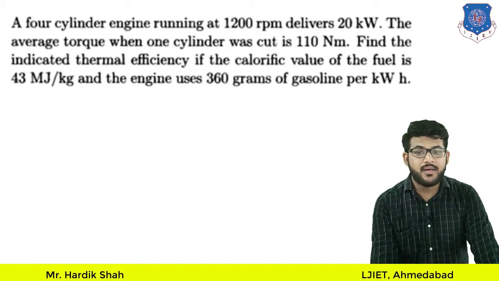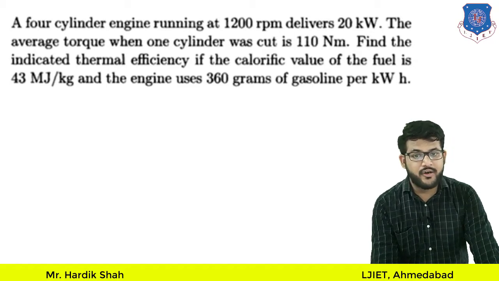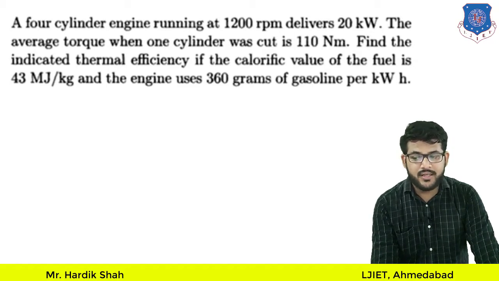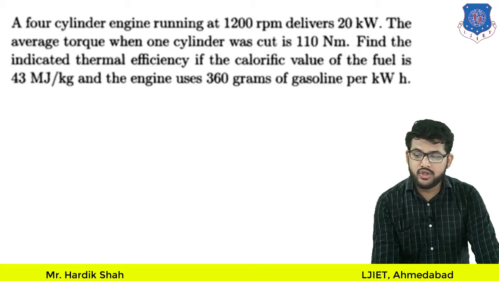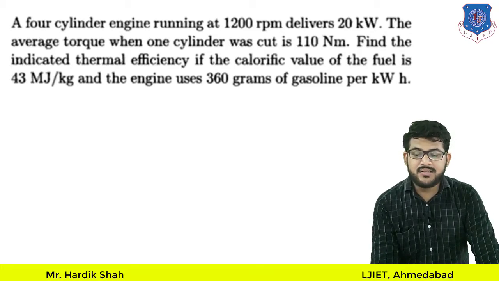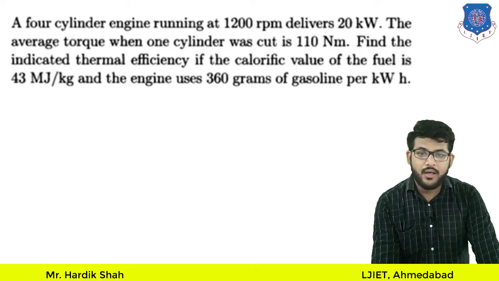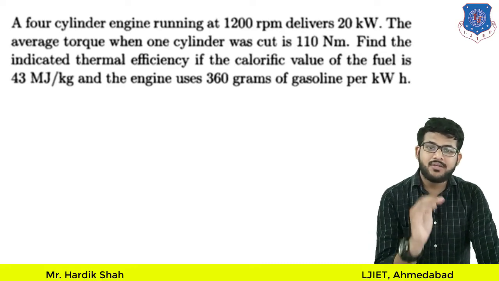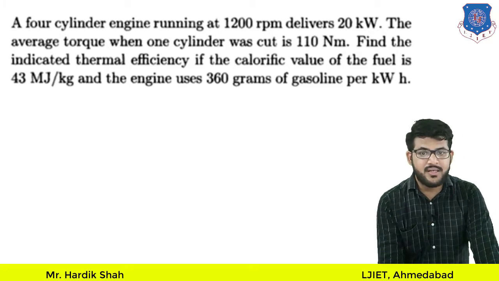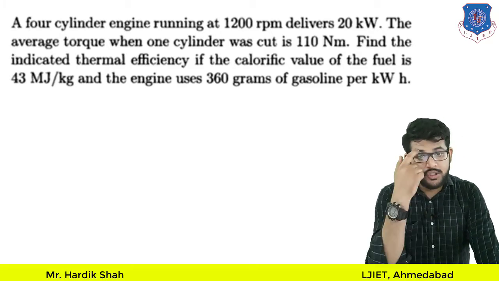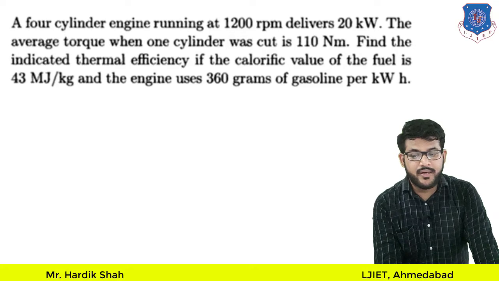Find the indicated thermal efficiency if CV is 43 megajoule, that is 43,000 kilojoule per kilogram, and the engine uses 360 gram of gasoline per kilowatt hour, which is the given fuel consumption. So this numerical is just like the previous numericals with some more data. Now we need to find all this data one by one.